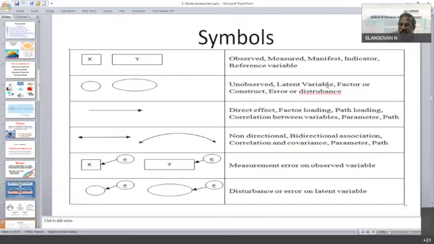So anything that is calculated, anything that is created from the other measures, is represented in a circle or an oval.